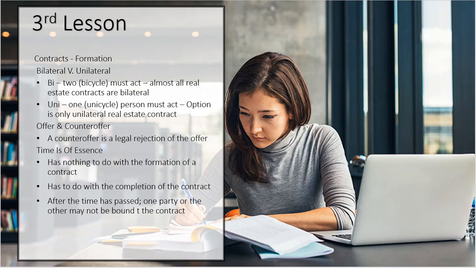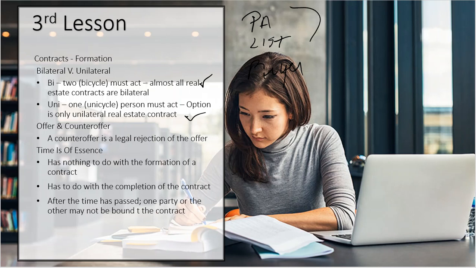So, contracts either operate in the fashion of bilateral, meaning two, as in bicycle, or unilateral, meaning only one side to act. In the real estate world and in your business, as well as my business, all the contracts we use are going to be bilateral, meaning both parties have an obligation and both parties have an activity to perform inside of that contract. I mean, you've got the purchase agreement, we've got the listing agreement, we've got the buyer's agency agreement. So all of those are bilateral, meaning both parties must act.